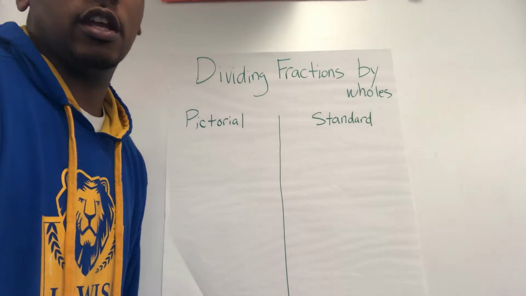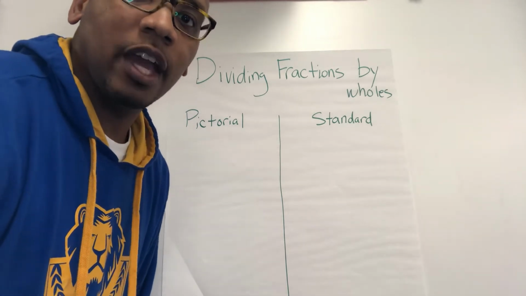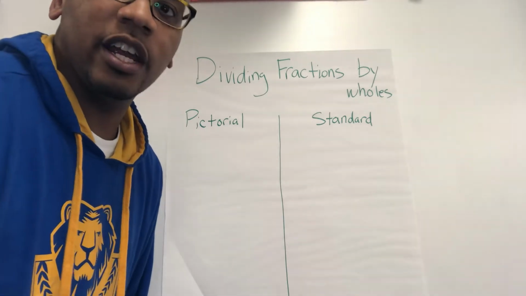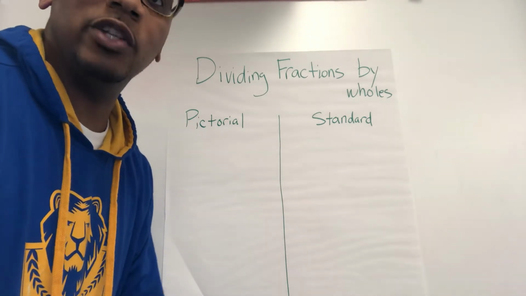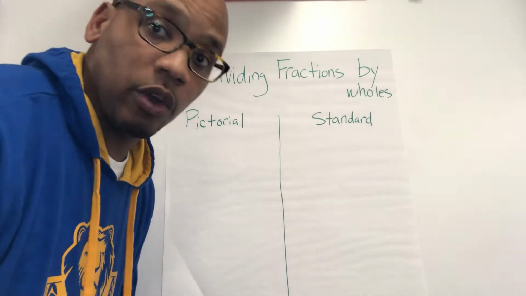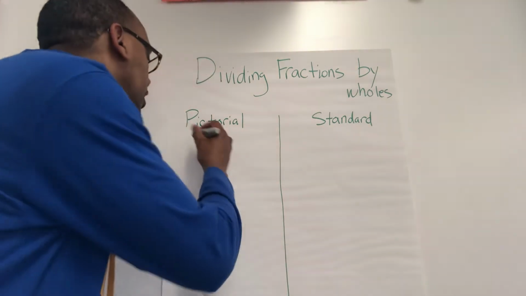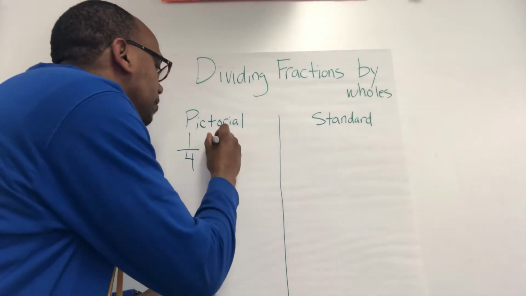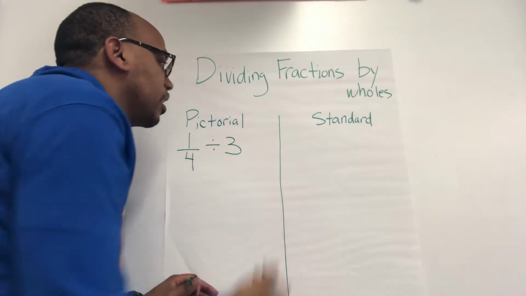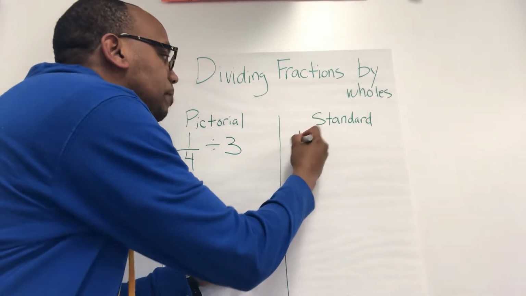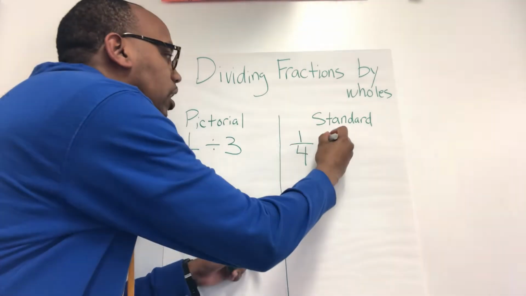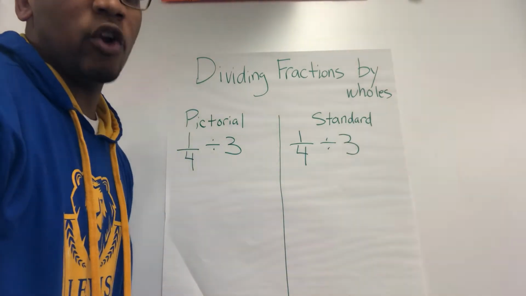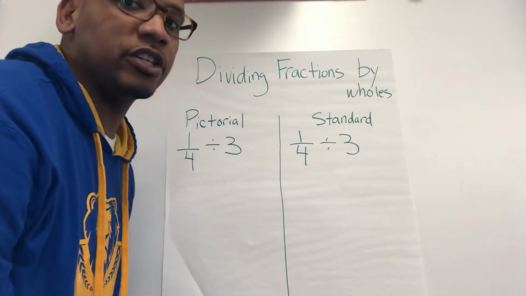So for instance, Mr. T has 1/4 of his birthday cake left. He wants to divide it amongst 3 people. How much would each person get? Well, in that instance it is 1/4 divided by 3. So I'm going to write the same problem and solve it on both sides. In the pictorial way, that just means in pictures.